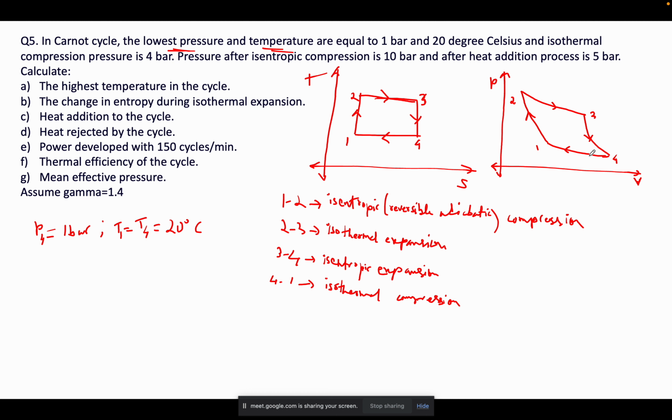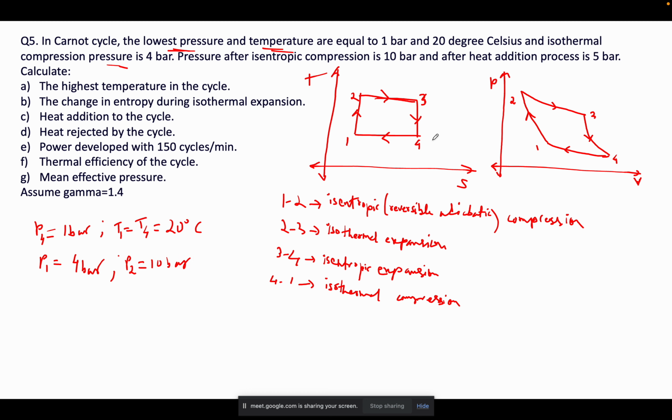Then the isothermal compression pressure is 4 bar. So where is the isothermal compression? Isothermal compression is 4 to 1. That means P1 is given to you as 4 bar. Okay, done. Pressure after isentropic compression is 10 bar. After isentropic compression, 1 to 2 is isentropic compression, so P2 is given as 10 bar.